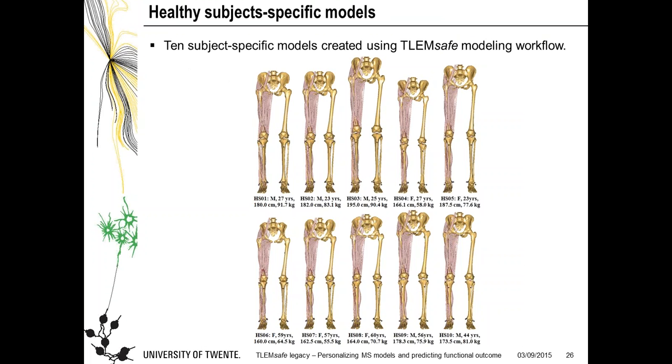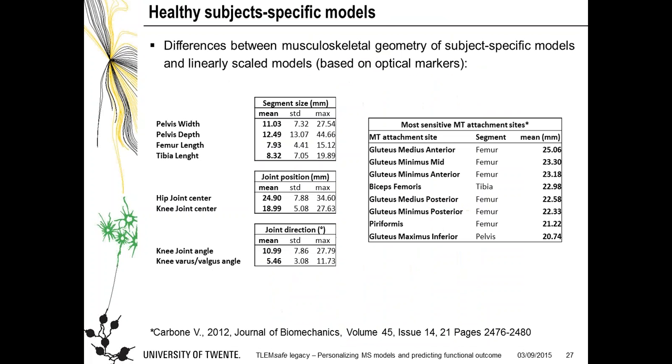The functional dataset of 10 healthy subjects was applied to the TLEMsafe modeling workflow implemented into the AnyBody modeling system to easily obtain 10 subject-specific models. Subject-specific models showed large differences when compared to linearly scaled models that are scaled based on the relative position of the optical markers attached to the subjects during gait lab measurements. We found on average differences up to 12 millimeters for the segment sizes, differences up to 25 millimeters for joint center position, and up to 10 degrees for joint directions.